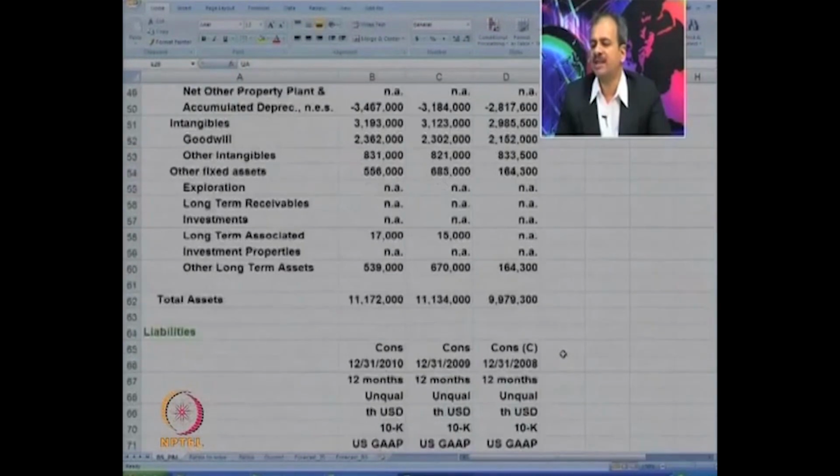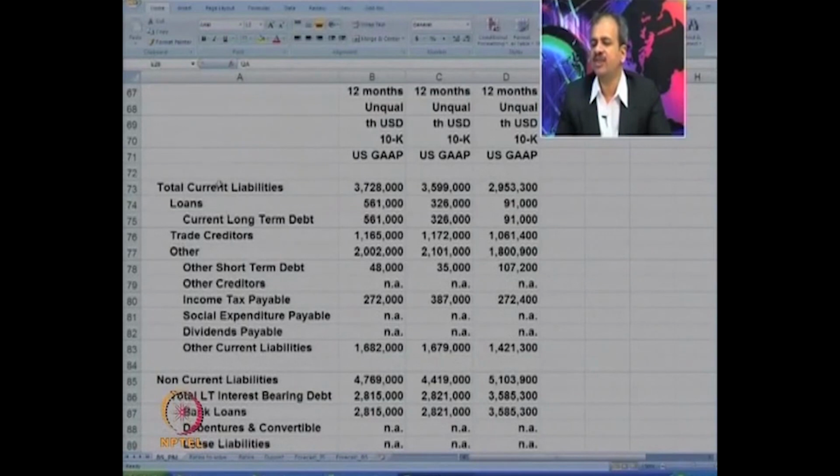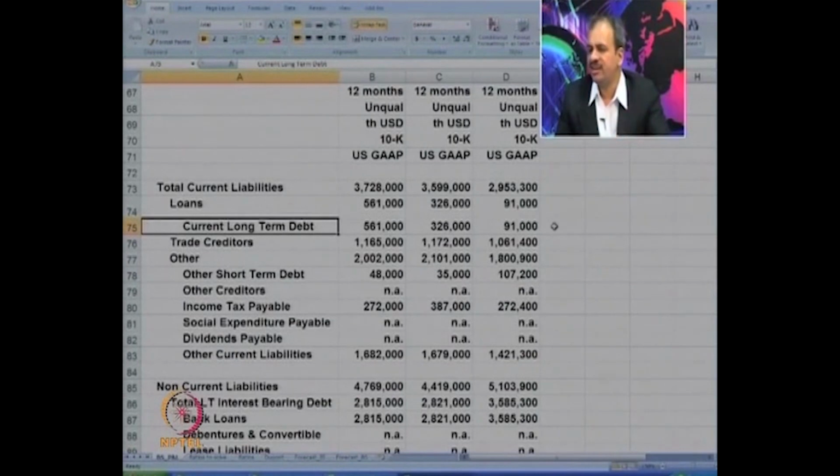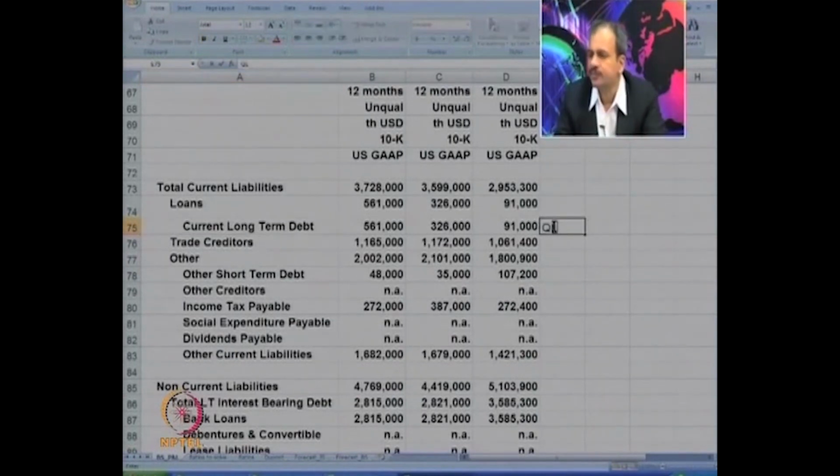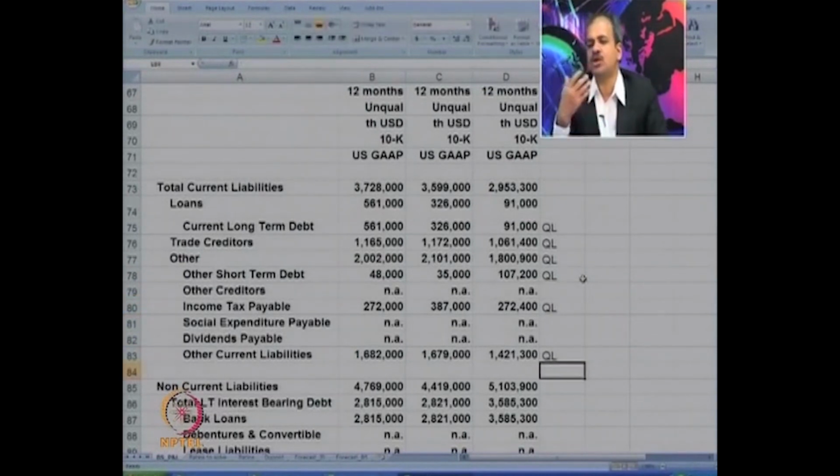Similarly, let us go down and mark the quick liabilities. Now here the figures of current liabilities are given, which include loans, which further they say current long term debt. Since it is current in nature, we will treat it as quick liability. Then trade creditors, which are again treated as quick liability. Then there are some other current liabilities, which also we will treat as quick liabilities. Other short term debt, again we will treat as quick liability. Income tax payable is also a quick liability. And then we have got other current liabilities, which are also quick liabilities.